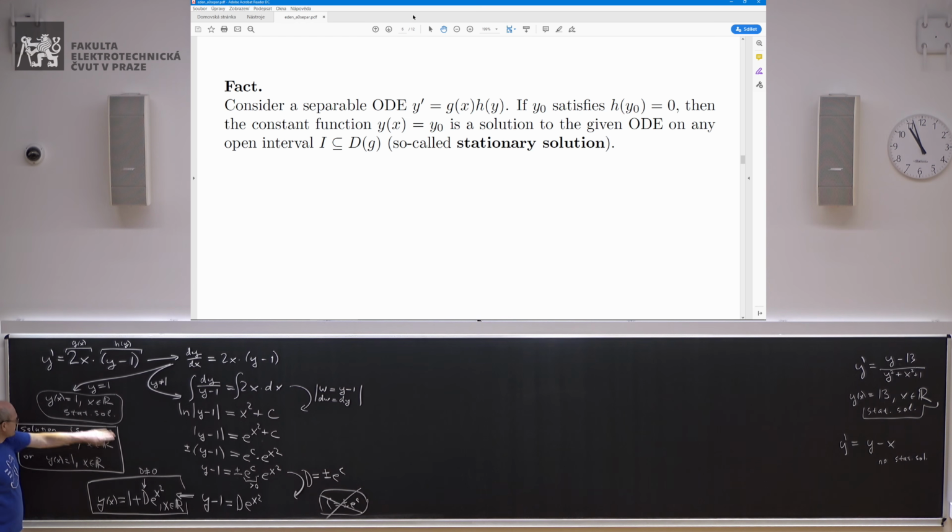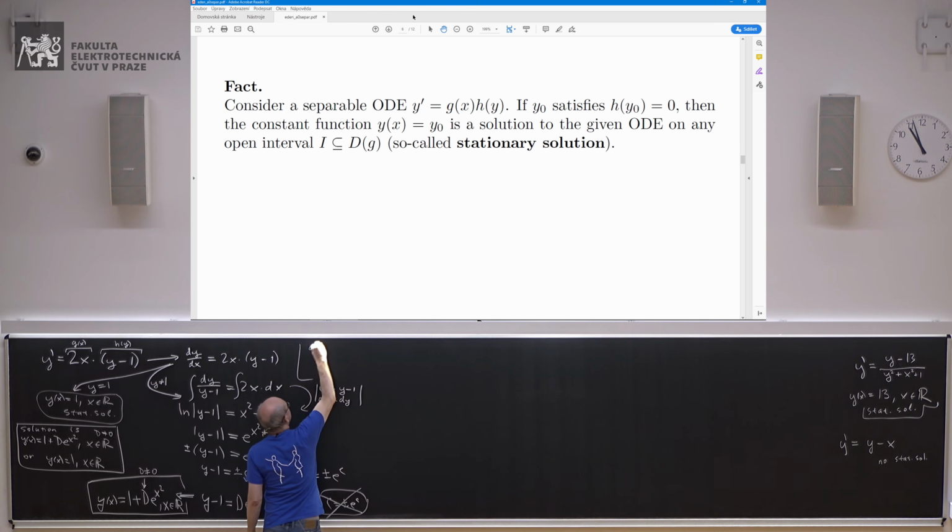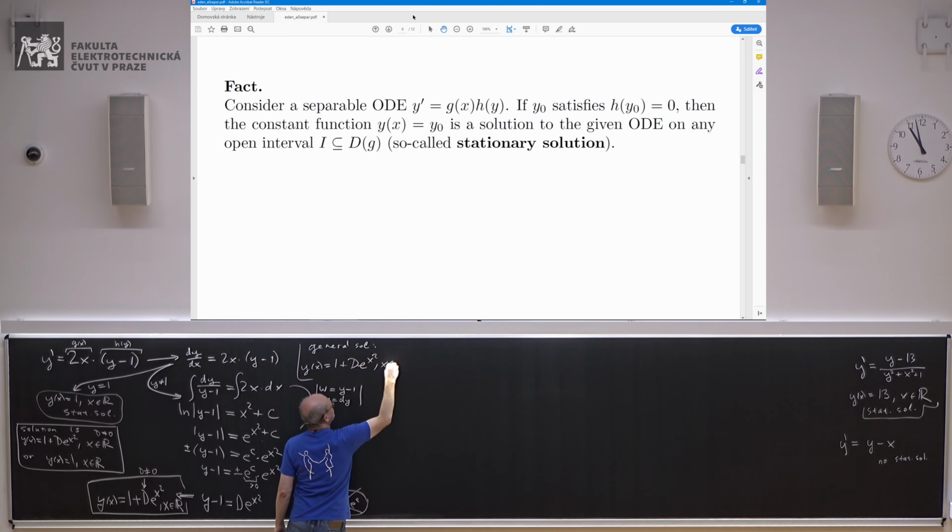Generally, this would be the end of the story. That would be the general solution. But in this particular example, we actually get extremely lucky, but we get lucky a lot. Notice that we forbid d to be 0. What happens if I put capital D to be 0? I get 1, which is the special stationary solution. So I can actually connect these into one formula. And that's the happy end. General solution is y of x is equal to 1 plus d e to x squared, x real.